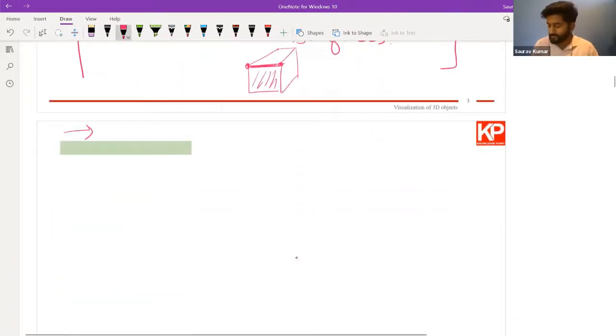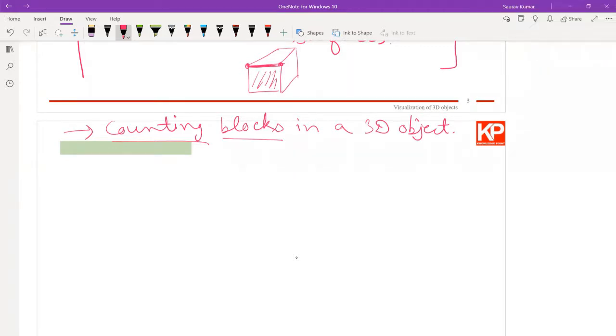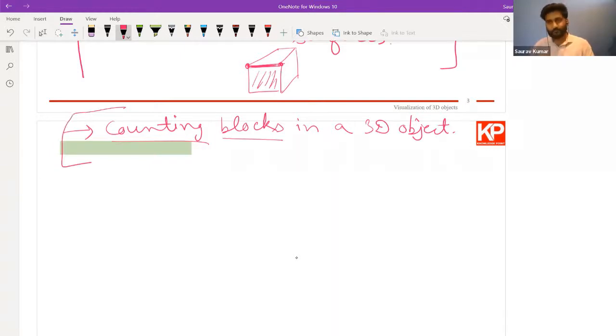Then there is another concept in which you need to count 3D objects. There could be different blocks. You can think of the game Jenga. Have you guys heard about it? In it, there are these different cuboids stacked one over the other and you need to pull any one of them out. So in this topic, they can give you a view of Jenga and ask you to count the blocks in that.